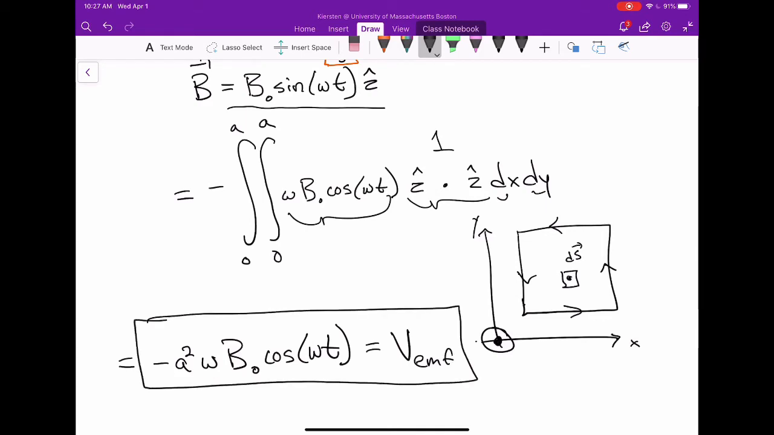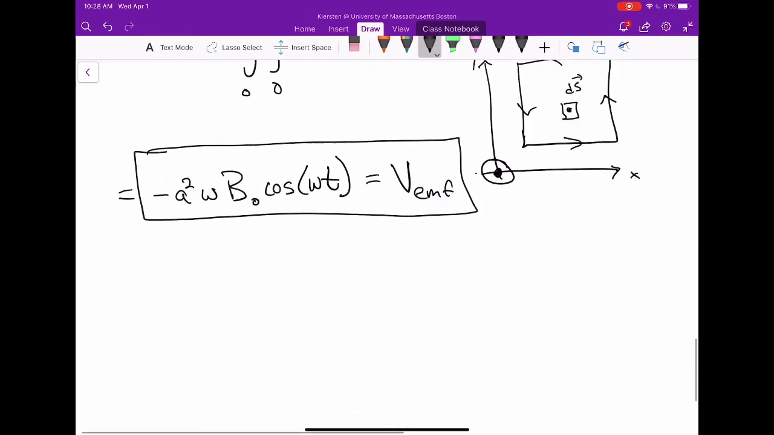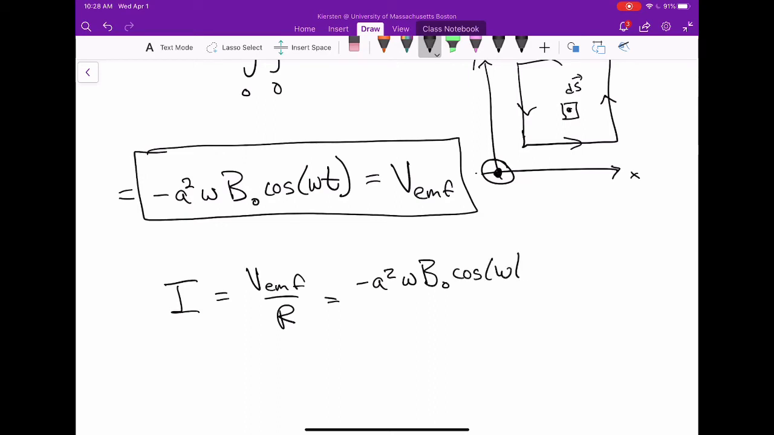But we're not looking for the EMF. We're looking for the current. So we're going to have to divide that by the resistance of our loop. Luckily, our loop is a perfect electric conductor with a resistor built into it, and the resistor's value is R. So that current is equal to V EMF over R, or minus a squared omega B naught cosine of omega t over R.